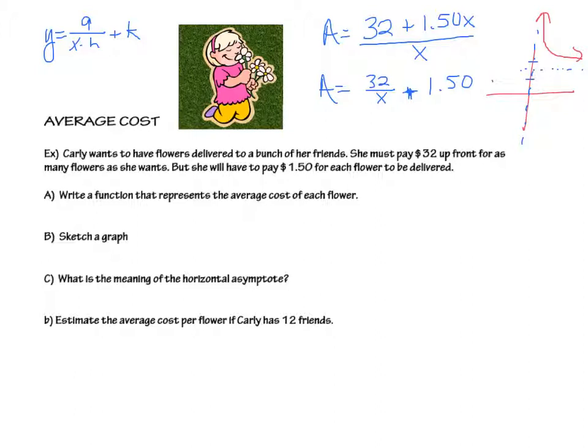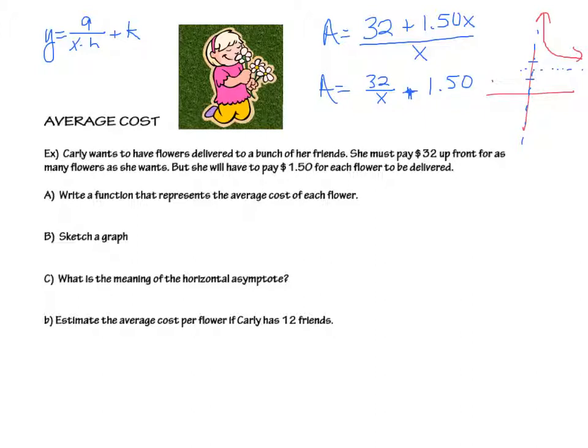So on part A, write a function that represents the cost. Okay, I did that. That's right here. Sketch the graph. Did that. What is the meaning of the horizontal asymptote? Okay, so this is important. This is the part that the horizontal asymptote happened at 1.5. And in this problem, that means $1.50.